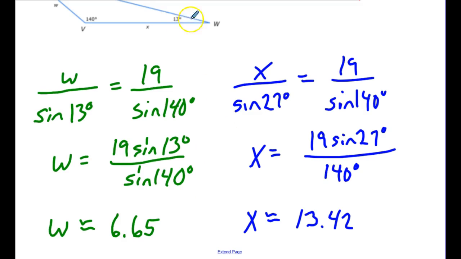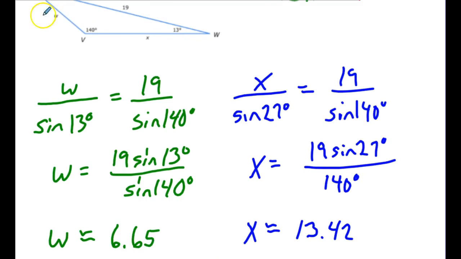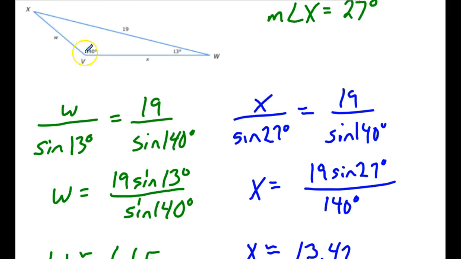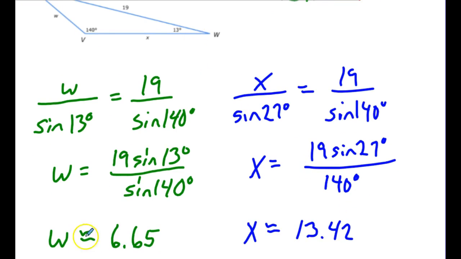So if we look, our smallest angle is 13 degrees, which means side length W should be the shortest side. So we have 19, X was 13.42, W was 6.65, so W is the shortest side, so that checks out. Our largest angle is V, which means the longest side should be 19, which it is. So that's just a quick way to check and see if your answers are even reasonable. The smallest angle is opposite of the shortest side. The largest angle is going to be opposite of the longest side.